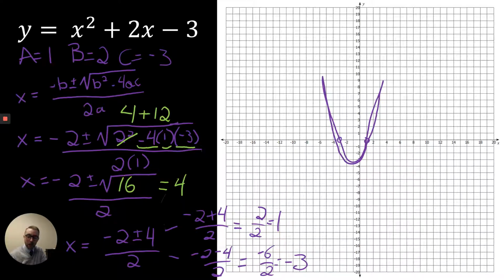So I don't know which method of solving quadratic functions appeals more to you. Sometimes factoring might be faster. Sometimes the quadratic equation might be faster. The good thing about the quadratic equation is it works every time, guaranteed. If a quadratic function has solutions, the quadratic equation will find them for you.